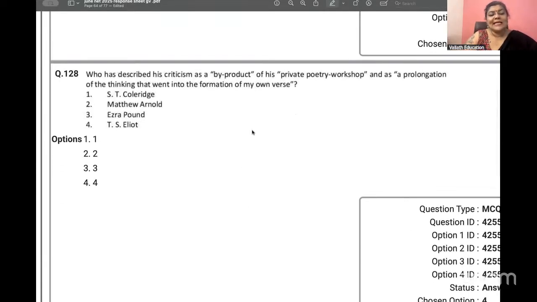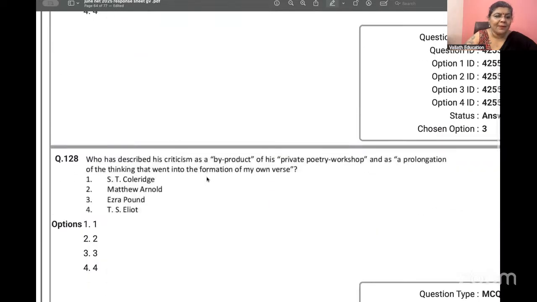Then, who has said that his criticism is a byproduct of his private poetry workshop? So somebody is there who is both critic and poet. And a prolongation of the thinking that went into the formation of my own verse. Sounds a little modern. It cannot be S.T. Coleridge or Matthew Arnold. This is mainly a poet who is also a critic. It must be Ezra Pound or T.S. Eliot. Choose T.S. Eliot. If you don't know, you can go wrong. But for me, it sounds like T.S. Eliot. It's not easy, but maybe possible to guess.